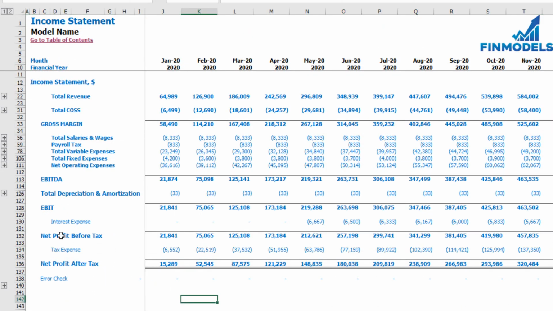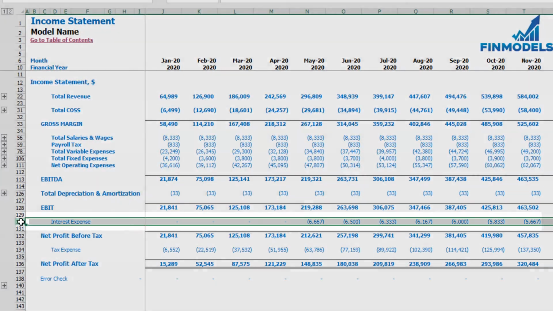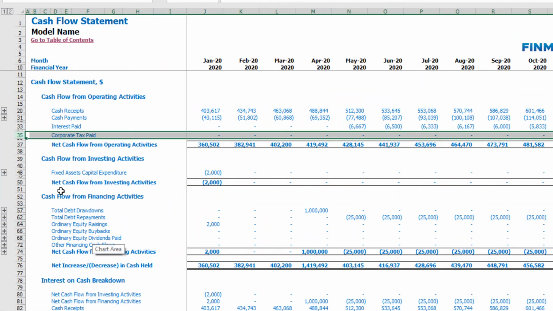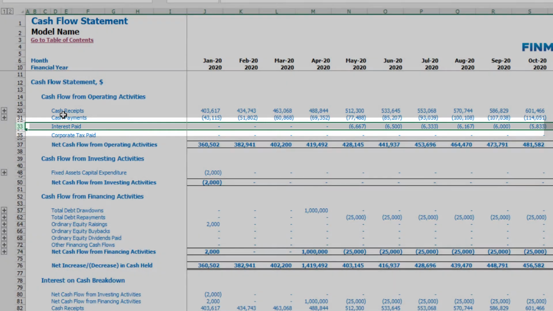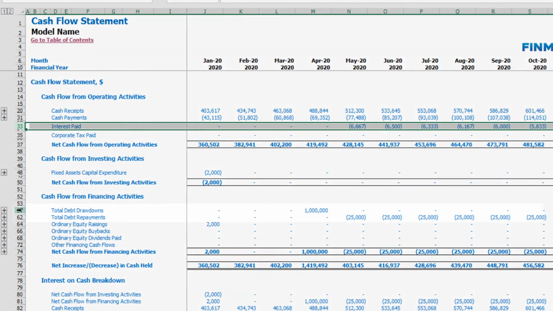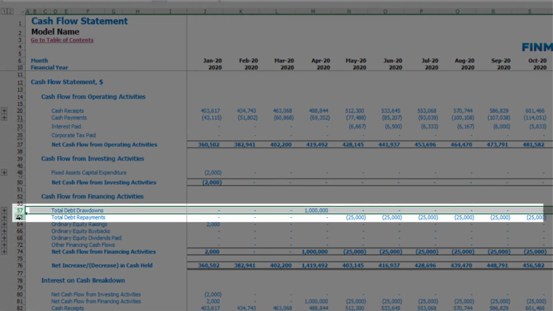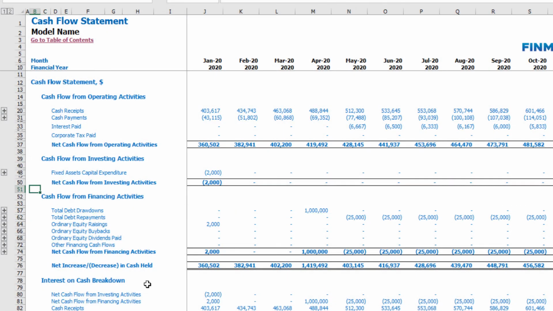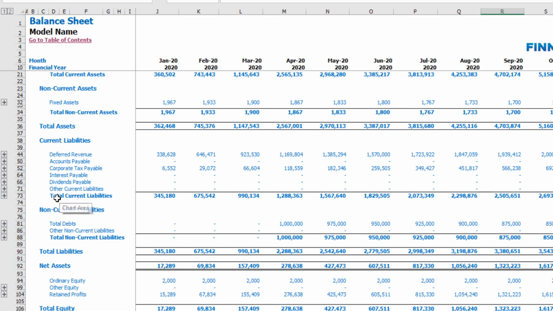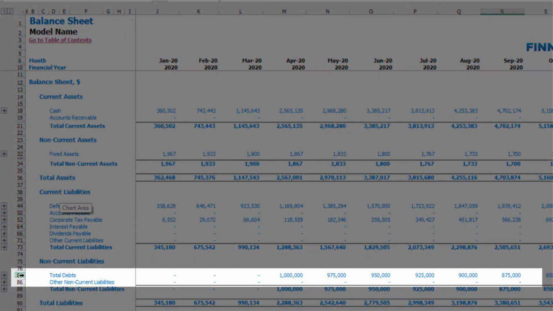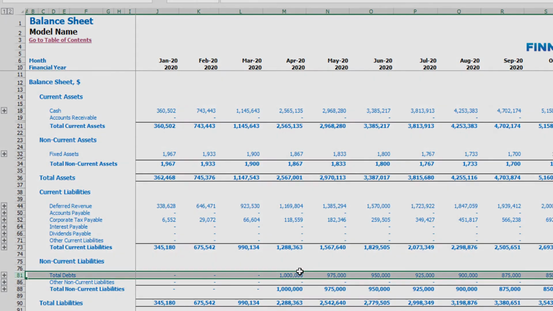Also, in income statement you may find the interest expense. On the cash flow you may find the interest paid on the top of operating expenses, and total debt drawdowns and repayments under financial activities. On the balance sheet you may see the total debts closed balance.